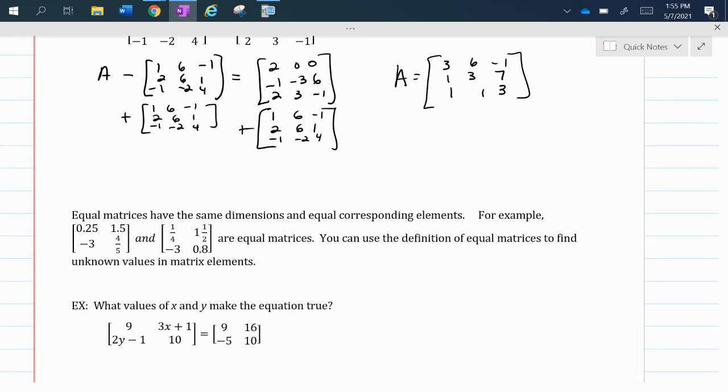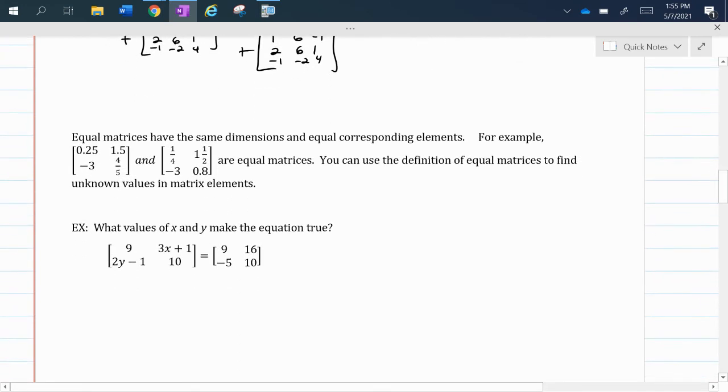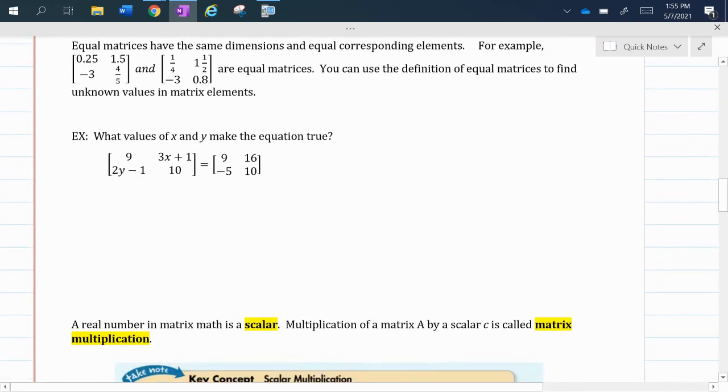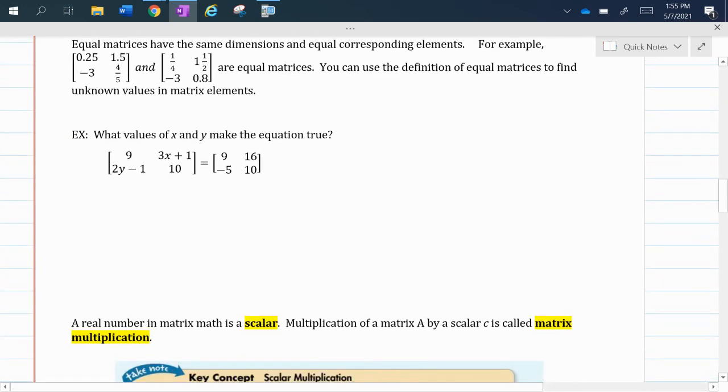You could use the definition of equal matrices to find unknown values in matrix elements. So here's an example. What are the values of x and y? What values of x and y make the equation true? Well, let's see. Since this element corresponds with this one, I'm going to write 3x plus 1 is equal to 16. And since this element corresponds with this one, I'm going to write 2y minus 1 is equal to negative 5. And then I'm going to solve for x, and I'm going to solve for y.